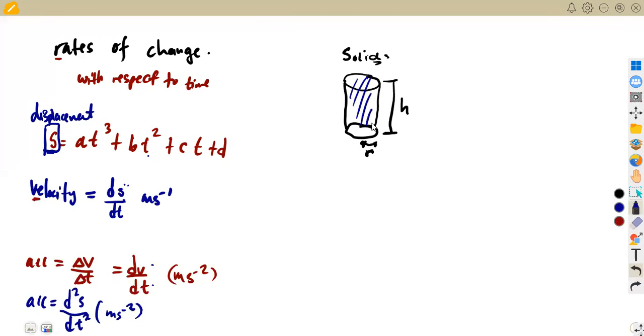Considering the volume of this cylinder, we know that the volume of a cylinder can be given as the base area times height, which is pi r squared h. This volume can be written, as we can see, in terms of two variables.